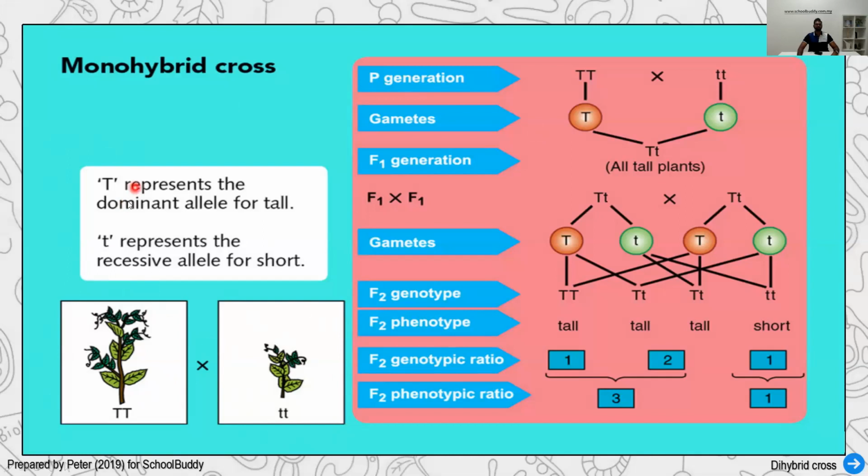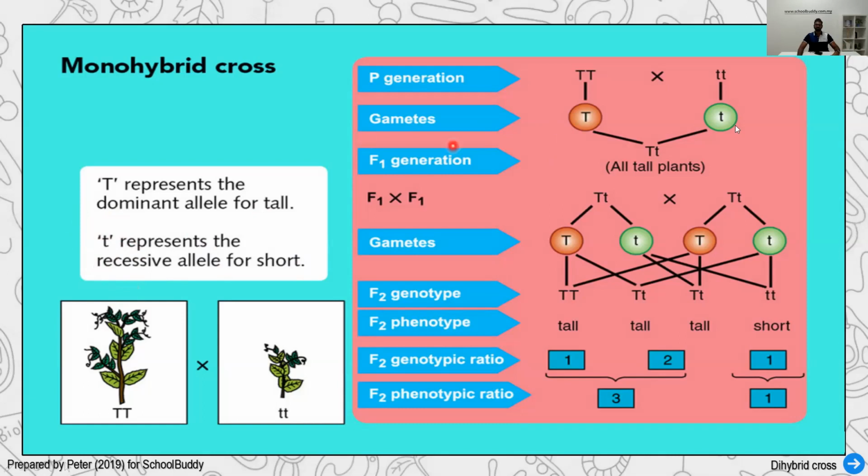For an example, I'm giving you T. You can write any alphabet letter. For an easy example, for tall we just write T, the capital T, which represents dominant. Dominant means if they are present, they're always going to express themselves. If they are not there, they are not going to express. And for short, we write the lowercase, small letter t, and this represents the recessive allele. They are basically not going to express themselves if they are present along with a dominant one, and only if there's only small t will they show it. So dominant is the bigger boss, and recessive is the smaller boss.